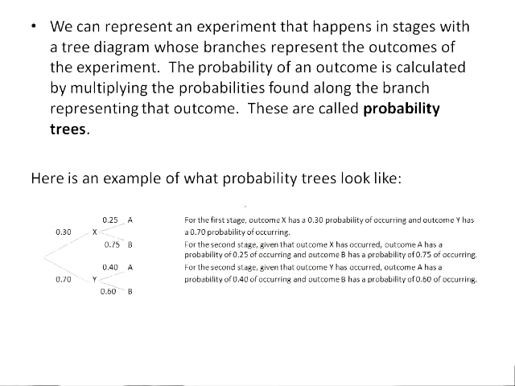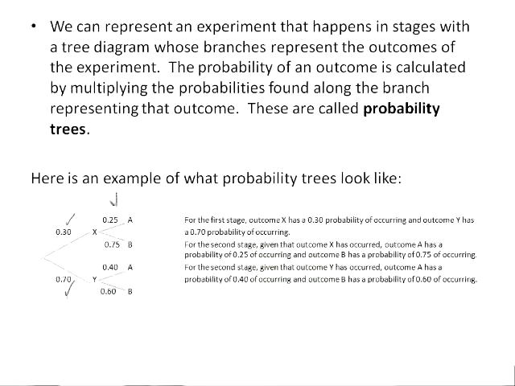For the first stage, outcome X has a probability of 0.3 occurring, and outcome Y has a probability of 0.7 occurring. So this is your first stage here and here. Either outcome X or outcome Y is going to happen at the start. A 0.3 probability for X happening, a 0.7 probability for Y happening. That's your first stage.